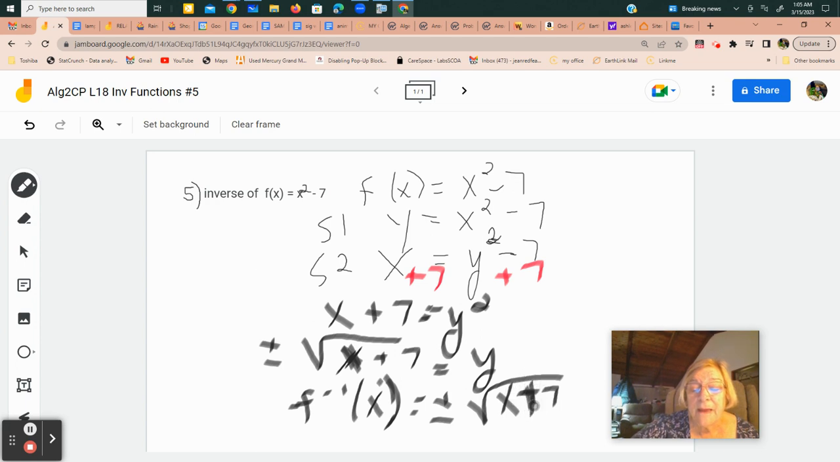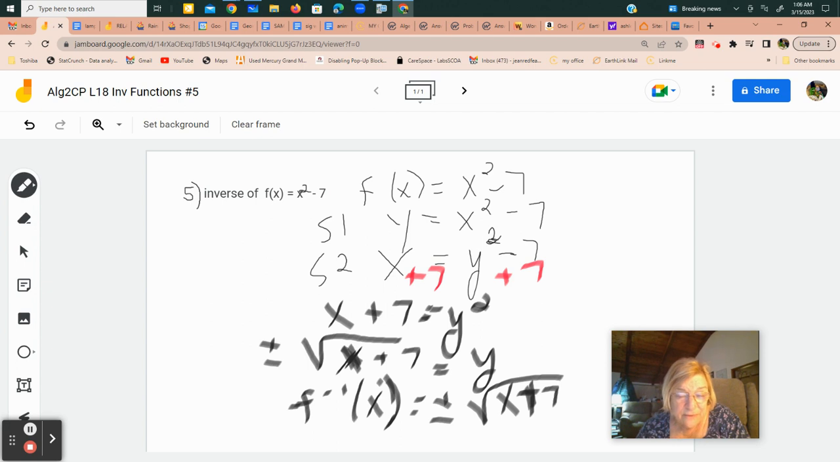I love that you saw it as a sideways parabola when you put it on your Desmos, but you have to do 2 equations, right? You have to do a positive square root of x plus 7, and you have to do a negative square root of x plus 7. And in terms of domain, this is not a function because it doesn't pass the vertical line test.